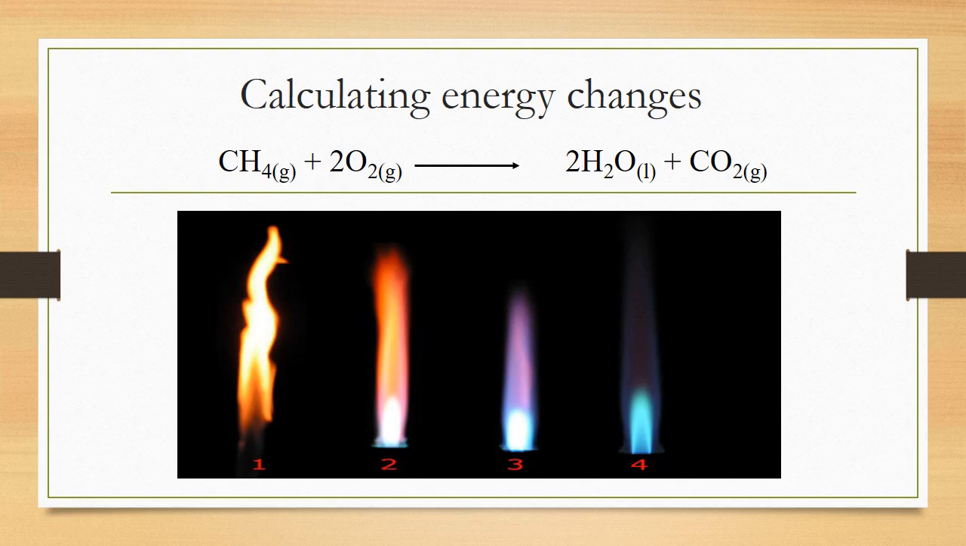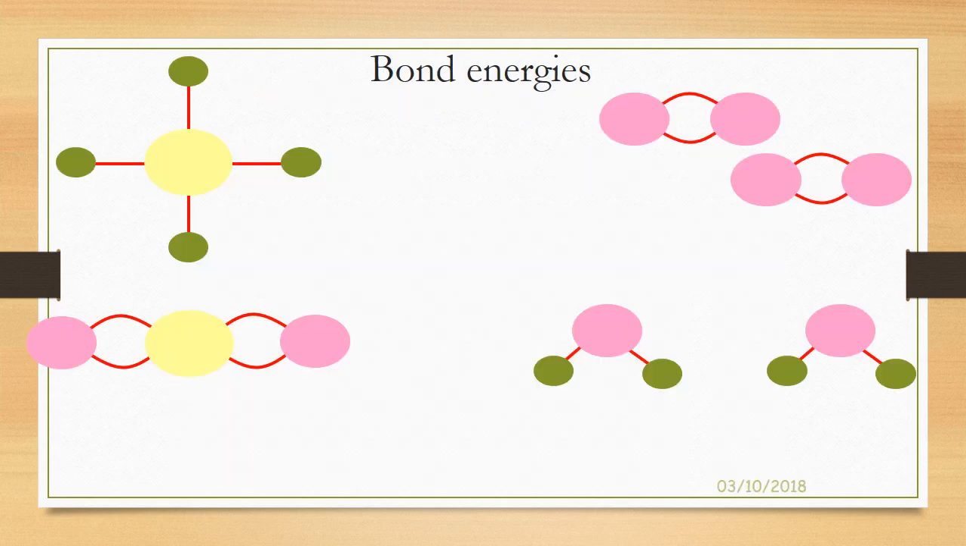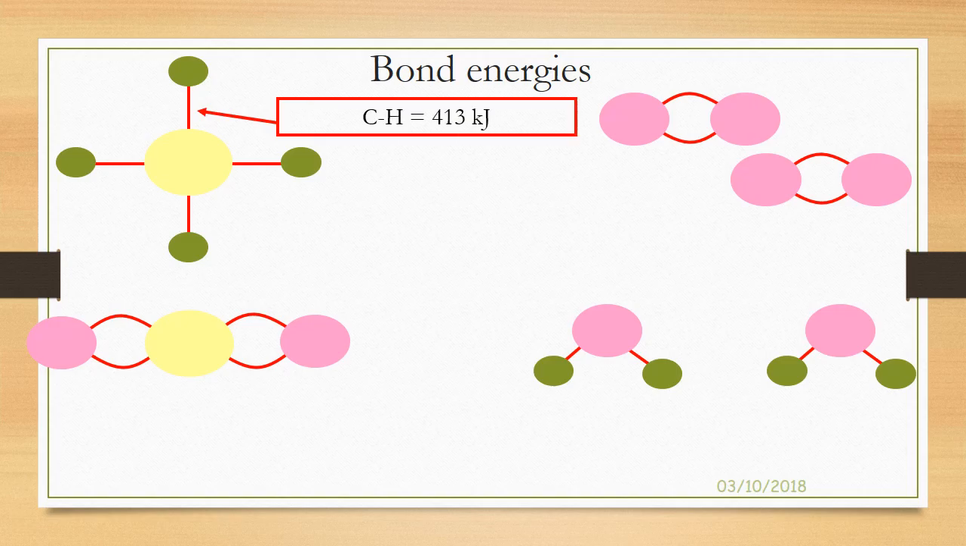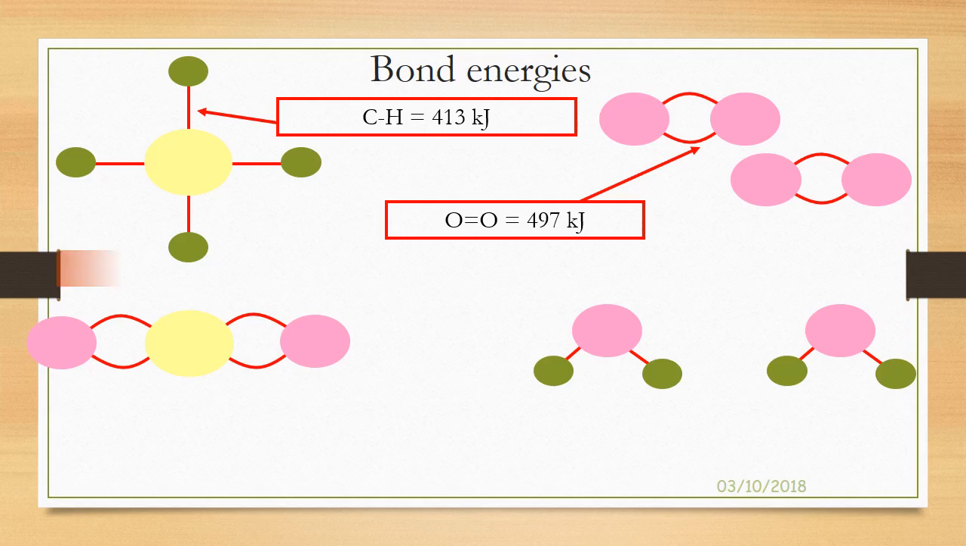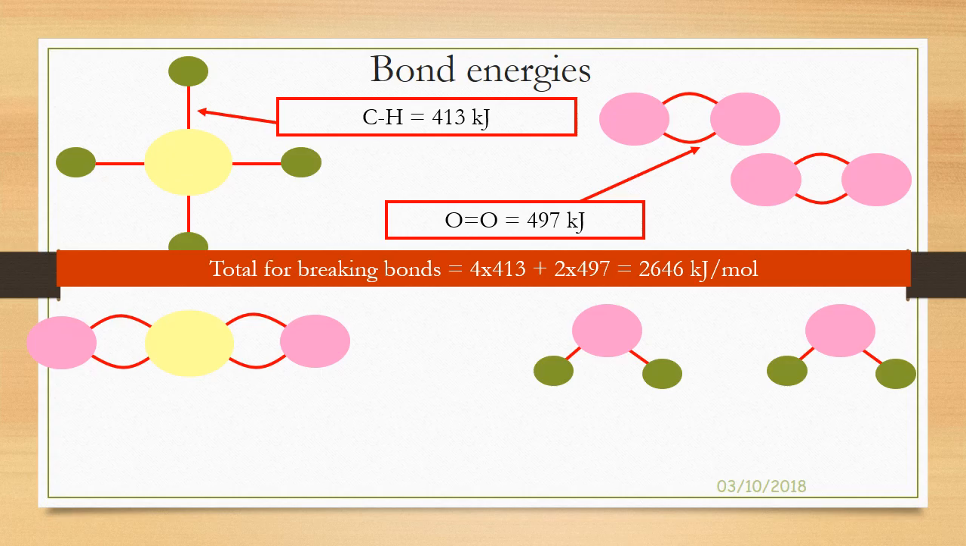Okay, so let's calculate some energy changes. We're discussing the combustion of methane, which you see in your Bunsen burner. As you add more oxygen, the bluer the flame, with more carbon dioxide being produced. So how can we do this with bond energies? We now know that the C-H bond is 413, and the oxygen double bond is 497 kilojoules. The total for breaking the bonds is 4 times 413, because methane has 4 carbon-hydrogen bonds, plus 2 times 497, because there are 2 double bonds in the 2 molecules of oxygen.